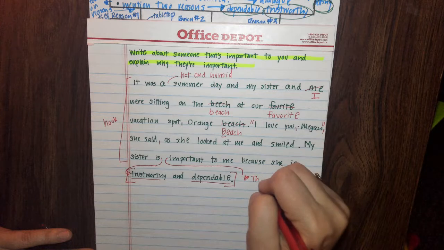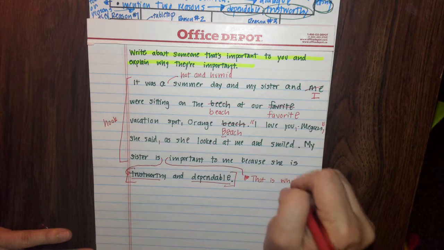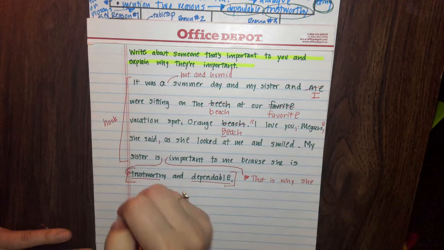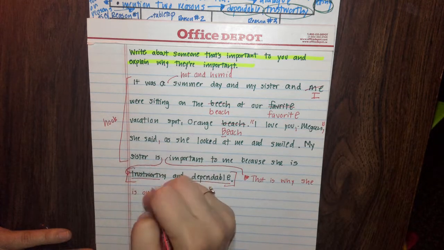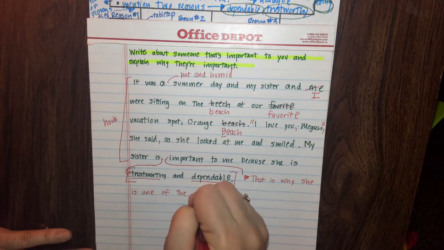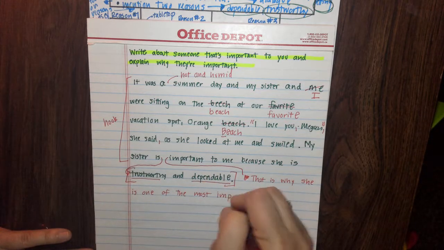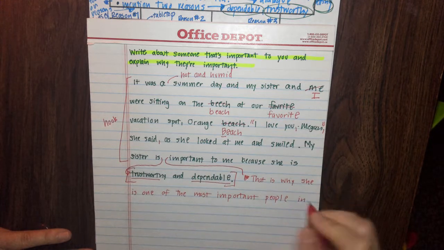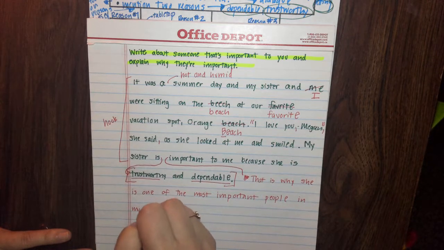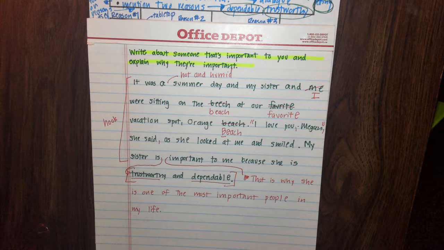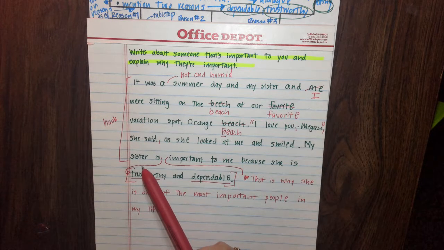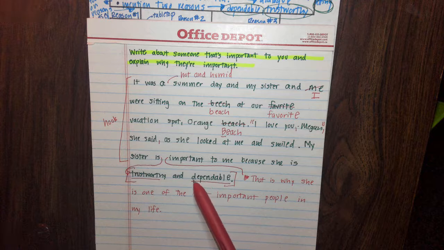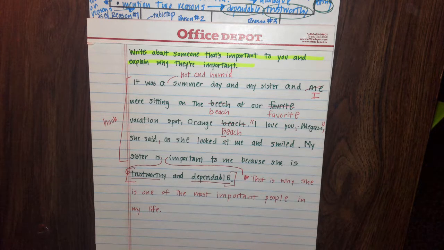And then I'm going to say, that is why she is one of the most important people in my life. Okay, so my introduction, I have a hook or a lead. I have stated my claim. My sister is trustworthy and dependable. Perfect. And then I've said that is why she's one of the most important people in my life.